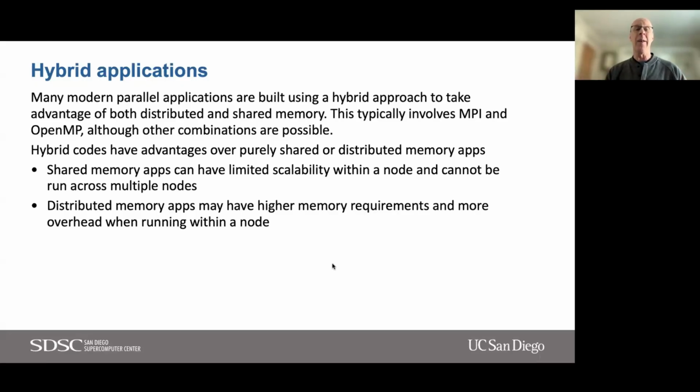So these hybrid codes have advantages over purely shared and distributed memory apps. Of course, shared memory apps can only run within a node. They cannot be used to run across multiple nodes. Now, distributed memory applications may have higher memory requirements and more overhead when running within a node. So you often find that if you can run, say, a small number of processes within a node, and then multiple threads within each process, we can get better performance and a lower memory footprint.